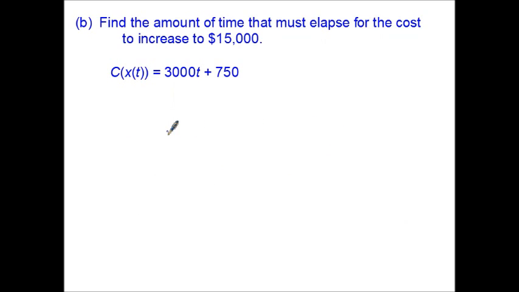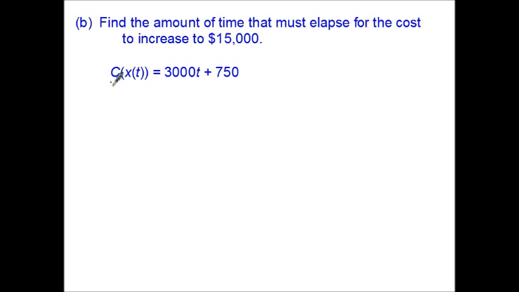Okay, that was part A. I don't think I mentioned it previously, but here we go with part B. Okay, now we want to find the amount of time that must elapse for the cost to increase to 15,000 bucks. Well, again, here's the equation we just came up with a minute ago. So c of x of t equals this.